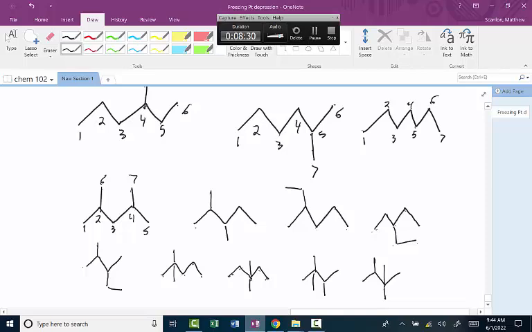How about this one? 1, 2, 3, 4, 5, 6, 7. And so I have coming off 2 and 3, I have a carbon, a CH3 group. Gonna make my numbers a little more neater. How about this one? Now I got to get the longest chain. That's how to do this. So I start 1, 2, 3, 4, 5, 6, 7.